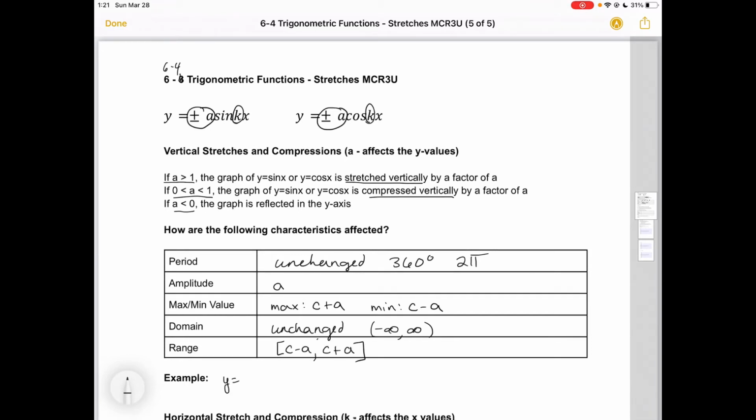So for example, y equals 3 cos x. This will be a vertical stretch of 3. So our maximum value would be 3. Our minimum value would be minus 3. Our amplitude is equal to 3. And our range would be from minus 3 to 3.